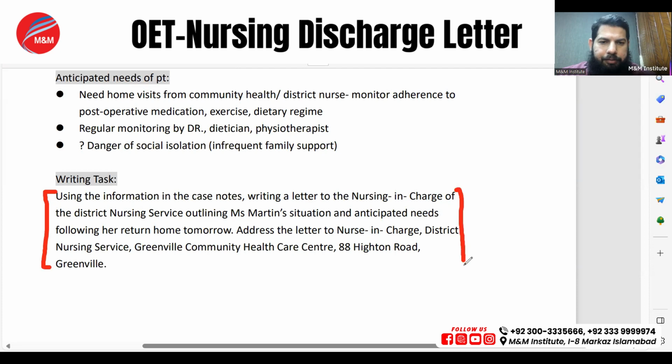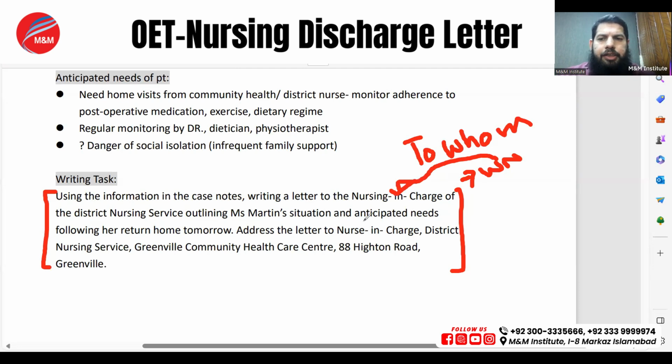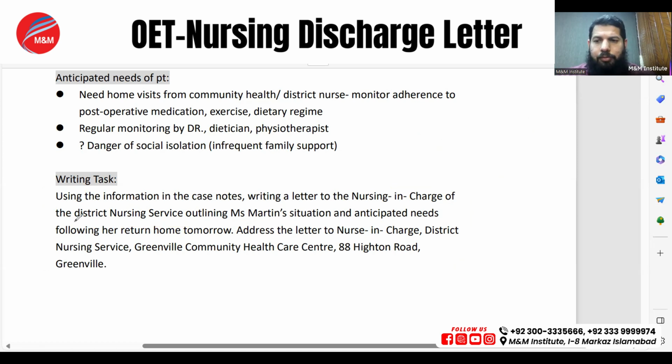Read this part carefully. You have to ask yourself two simple questions. The first one is, to whom are we writing this letter? Normally, in a nursing discharge letter, a ward nurse will be writing to the community nurse or a district nurse. As in this case, the ward nurse is writing to the nursing in charge of this district nursing service. So in simple words, we are writing a letter to the nursing in charge. You have to put yourself into the shoes of this nursing in charge.